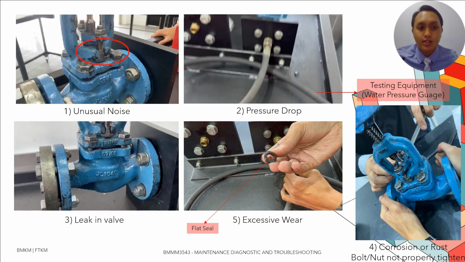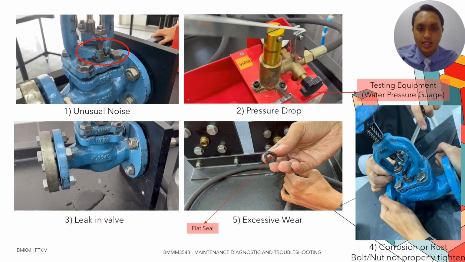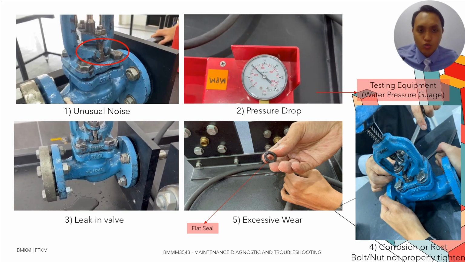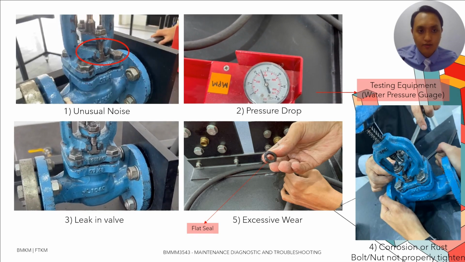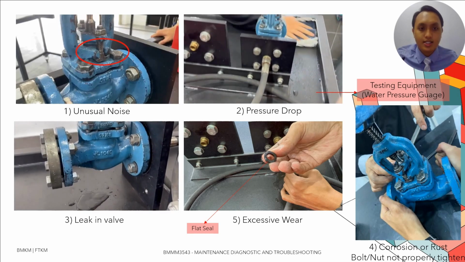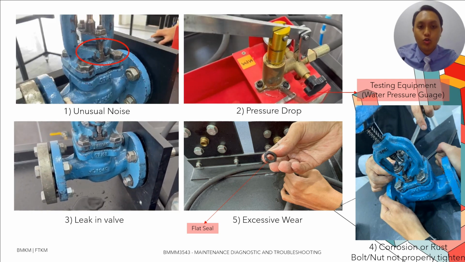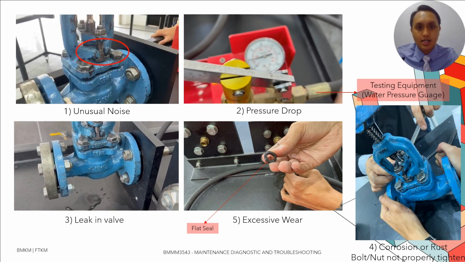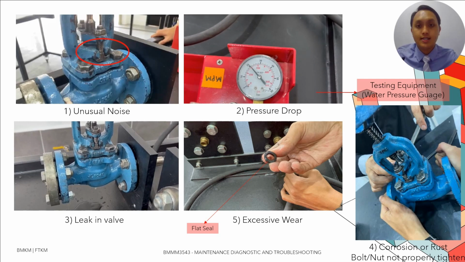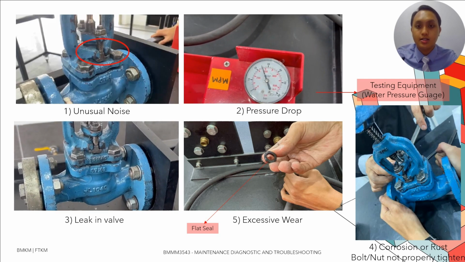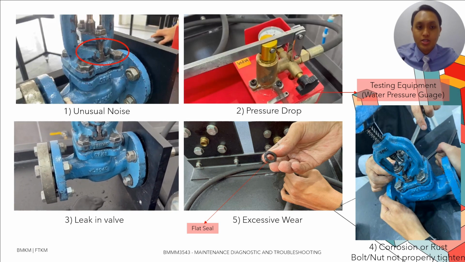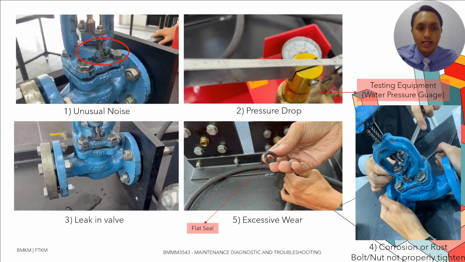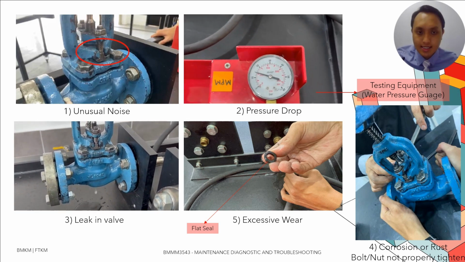Next, the second is we test the shut-off valve using a water pressure gauge, as you can see. This is one of the diagnostic tools. We cannot use advanced methods such as vibration analysis because it is only used on rotating equipment. So in this equipment, we only use a simple diagnostic tool, which is the water pressure gauge. The pressure gauge shows a pressure drop, as you can see in the video. This is classified as the equipment being defective.